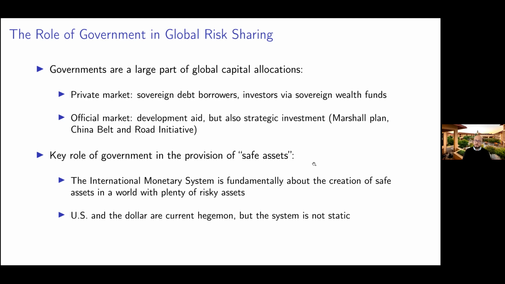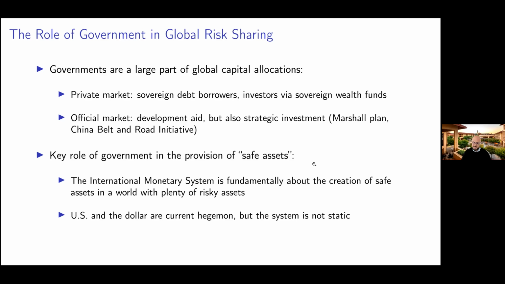Another aspect of the government is the provision of safe assets. So I want you to think of the international monetary system as fundamentally an agreement about producing safe assets. They're in short supply. There's lots of risky stuff around the world, but there are not enough safe things. And the governments have a key role in producing them. Now, for living memory, at least, given that this audience is all young people like us, the US has been the hegemon in this system. It's been the main provider, the dollar has been central.